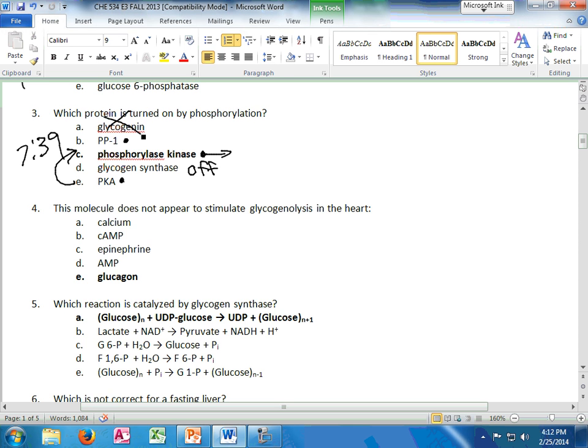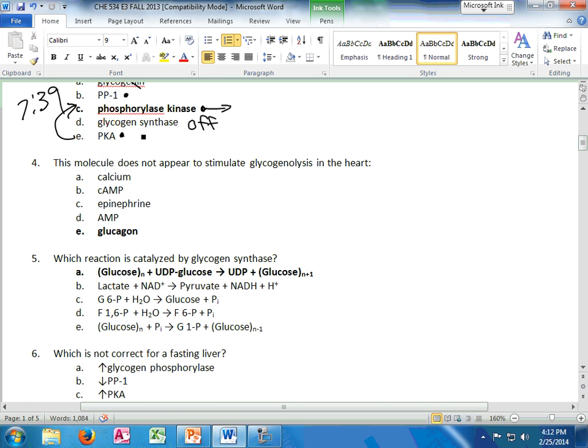This molecule does not appear to stimulate glycogenolysis in the heart. Just remember, anytime you see heart, just write muscle there. And glucagon is our liver-only molecule. In the heart, you're going to be stimulating the lysis. You're going to be stimulating the degradation by epinephrine. And epinephrine has cyclic AMP and AMP in the pathway, and it's going to be done by glycogen phosphorylase, which is partially activated by calcium.